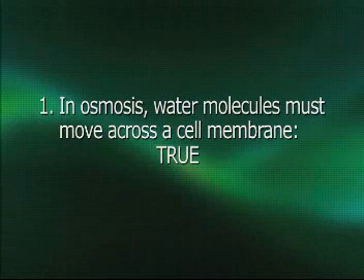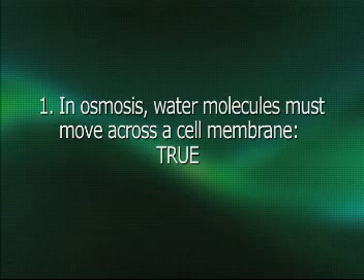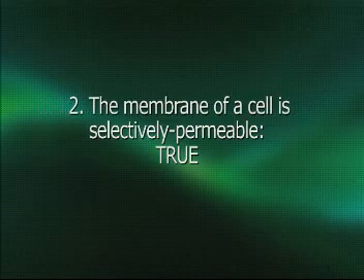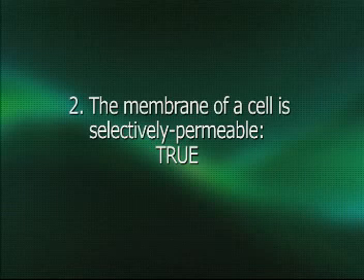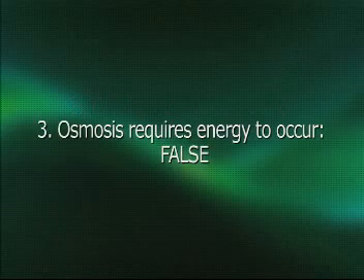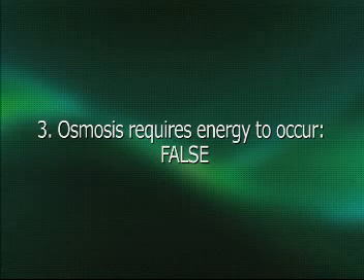The statement that in osmosis, water molecules must move across a cell membrane is true. The statement that the membrane of a cell is selectively permeable is also true. The statement that osmosis requires energy to occur is false. Both diffusion and osmosis are passive processes, meaning they require no energy to occur.